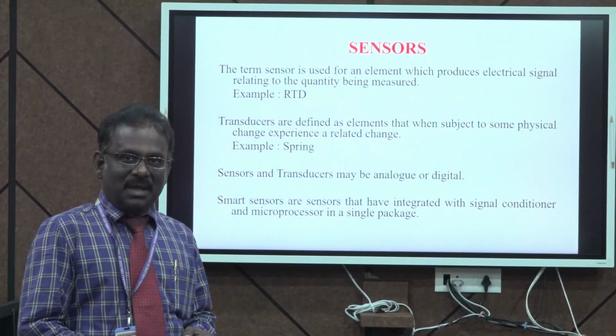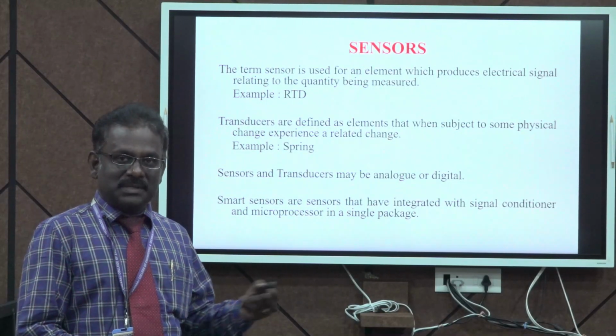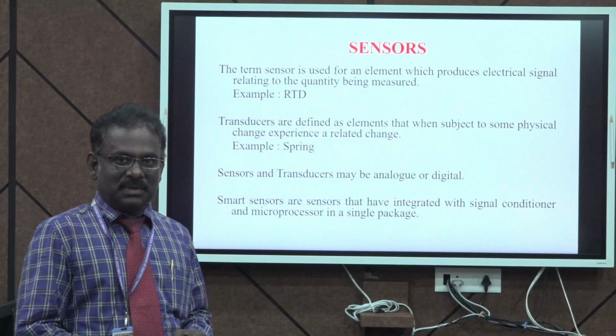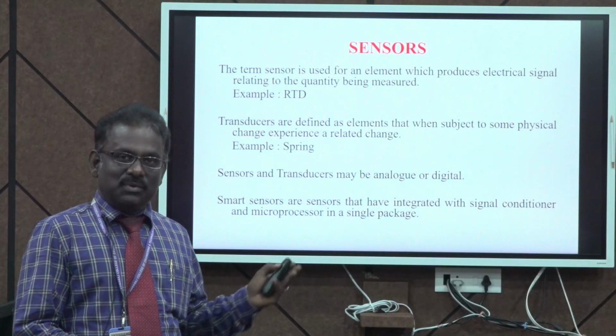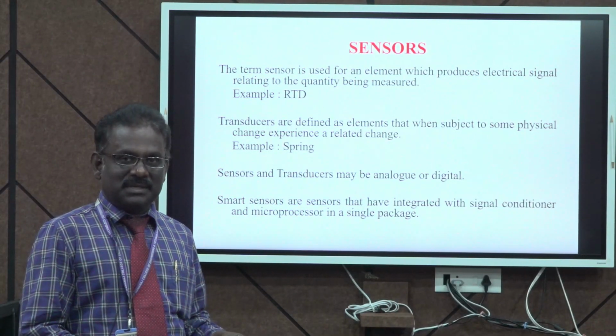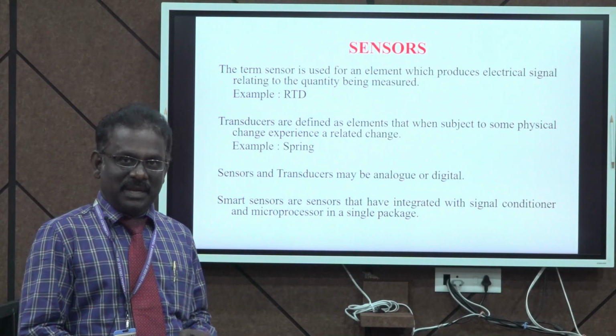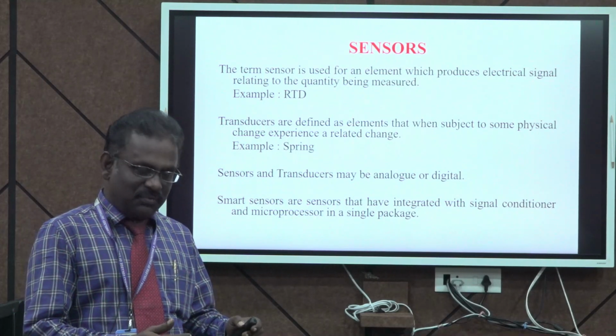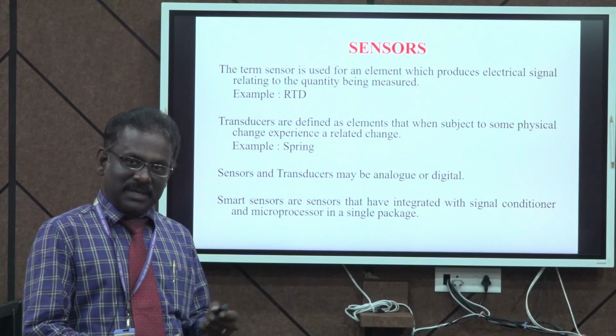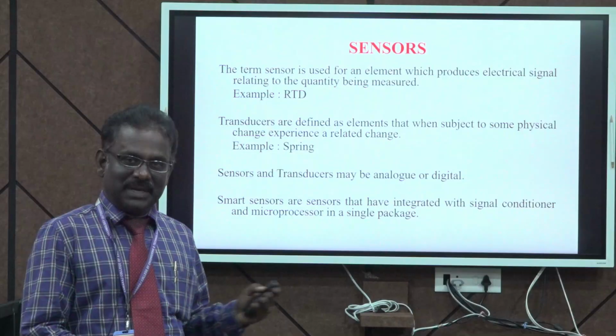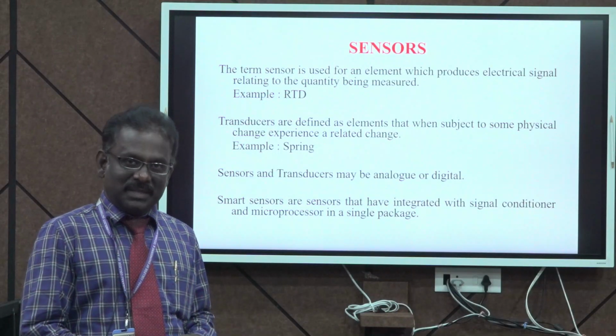In that sense, all the sensors may be called transducers. Anyway, we can use both the terms sensors and transducers interchangeably. If the output of the transducer is an electrical signal, then the transducer is said to be a sensor.